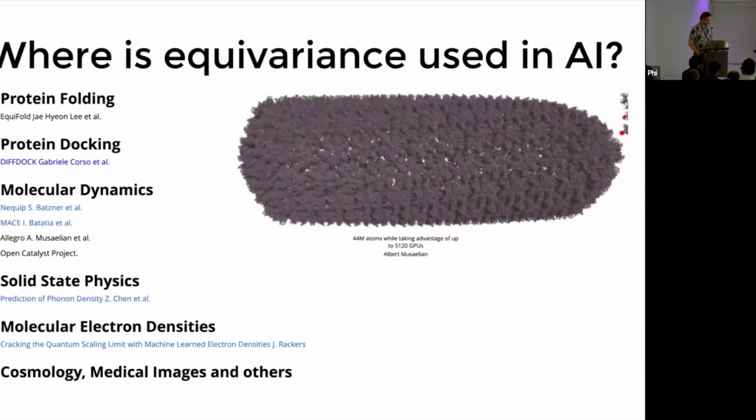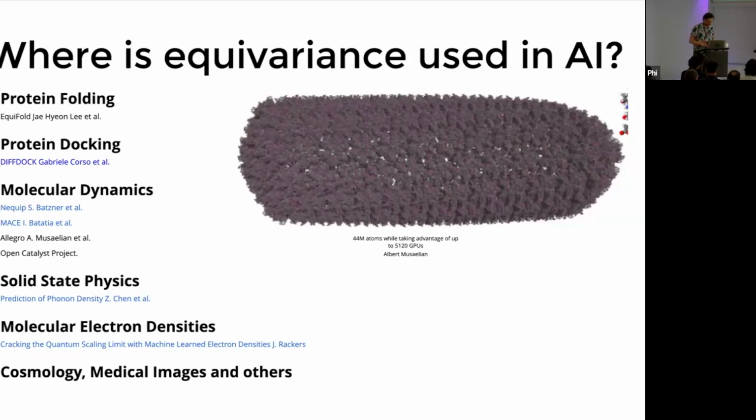This is a non-exhaustive list of models in the machine learning literature that use equivariance. It's used a lot, for instance, in protein folding, protein docking, and molecular dynamics. This image is the biggest simulation I know of, and it used an equivariant neural network. It has 44 million atoms and was running on 5,000 GPUs, and it was using an equivariant neural network.